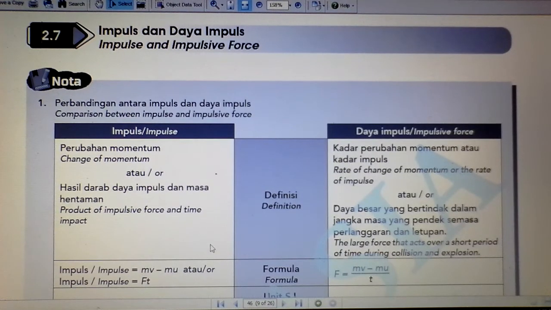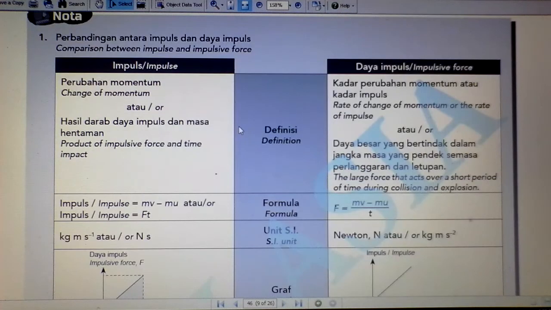Okay, you can refer to your module on topic 2.7 Impulse and Impulsive Force. Now we go through the notes first. Comparison between impulse and impulsive force. Look at the definition. Impulse is defined as change of momentum or the product of impulsive force and time of impact. You still remember we have impulse J equivalent to mv minus mu, or equals Ft.